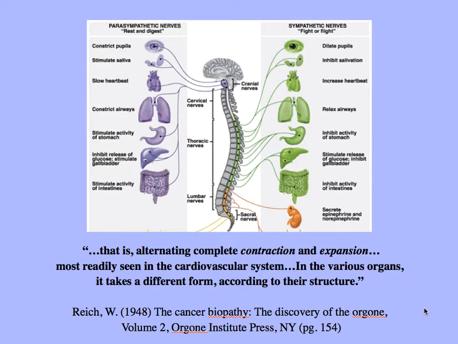So this process of biological pulsation, this alternating complete contraction and expansion, most readily, Reich says, is seen in the cardiovascular system, which I've been describing, but in various organs it takes a different form according to their structure. So not only at the organ level, but then at the system level, we have both the sympathetic system and this parasympathetic system, which are about contraction and expansion, right?